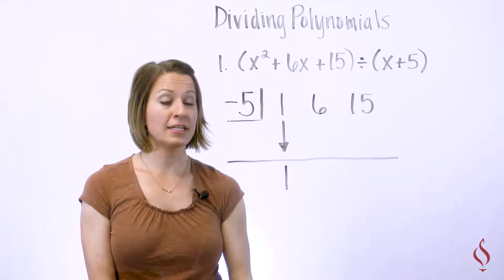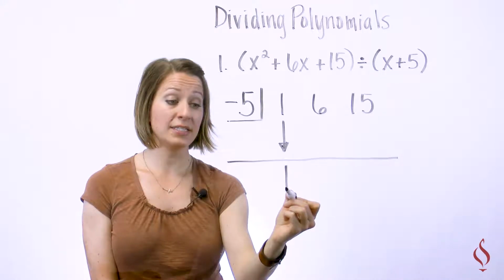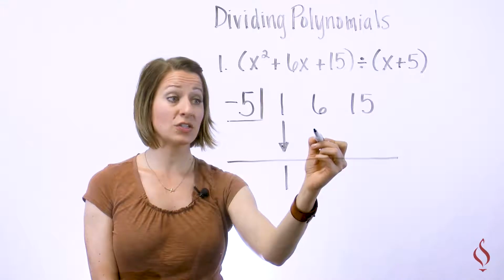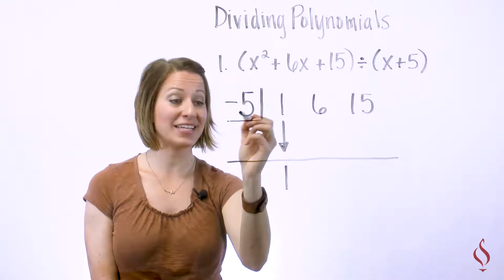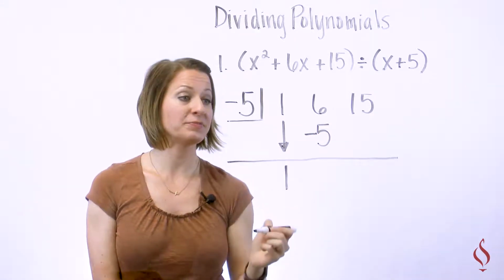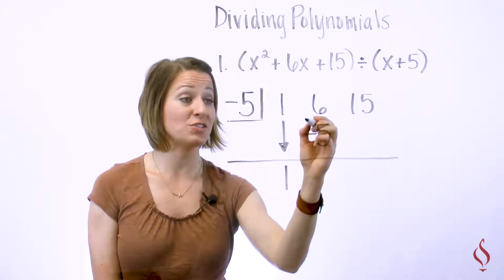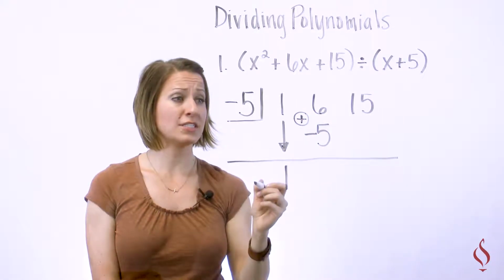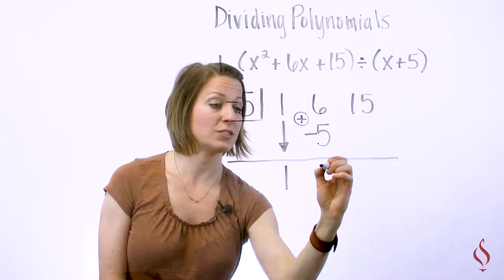Next, you're going to take the number that's in the corner, multiply it times the number underneath the line, and put the answer underneath the 6. Ready? So negative 5 times 1 is negative 5. Next we are going to add these two numbers together, so I'm going to circle our little addition sign. 6 plus negative 5 is positive 1.